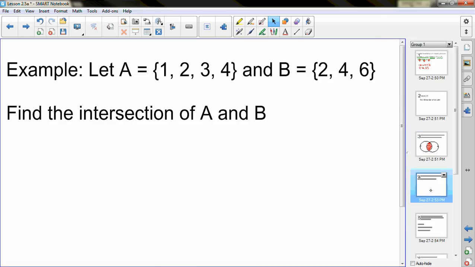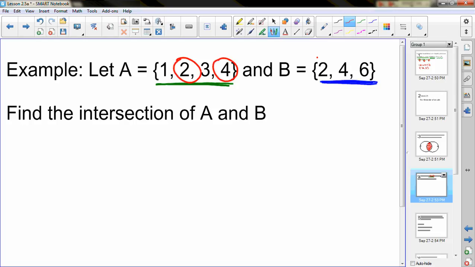So let's solve this one. Oh wait, we're just going to do an example of an intersection. If we want to find the intersection, and it says let A, here's A, it contains the numbers 1, 2, 3, and 4. Set B contains 2, 4, and 6. If I say find the intersection of A and B, that means 2 and 4. Very good. I want the numbers that are in both sets. And like you said, 2 and 4 are in both sets. So the intersection of A and B is 2 and 4.